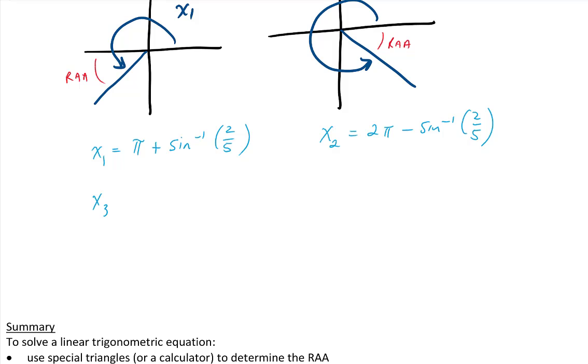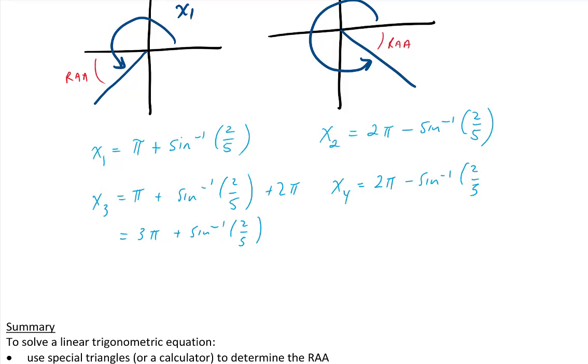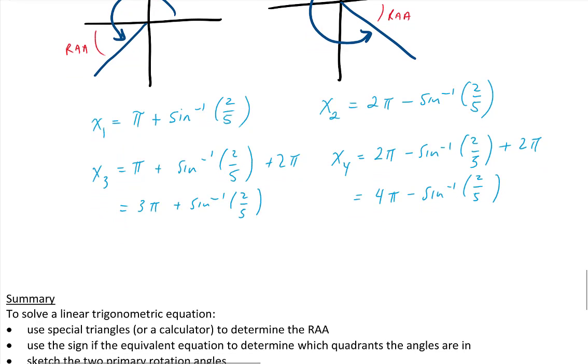So x3 will be equal to pi plus the sine inverse of 2/5. But then we're going to add 2 pi. So if we like, this is 3 pi plus the sine inverse of 2/5. And then x4 is equal to 2 pi minus the sine inverse of 2/5 plus, again, 2 pi. So this gives us 4 pi minus the sine inverse of 2 over 5. And then the rest is just calculator work.